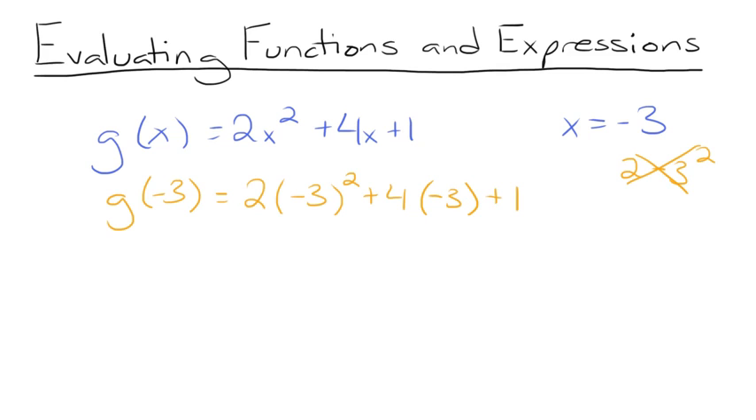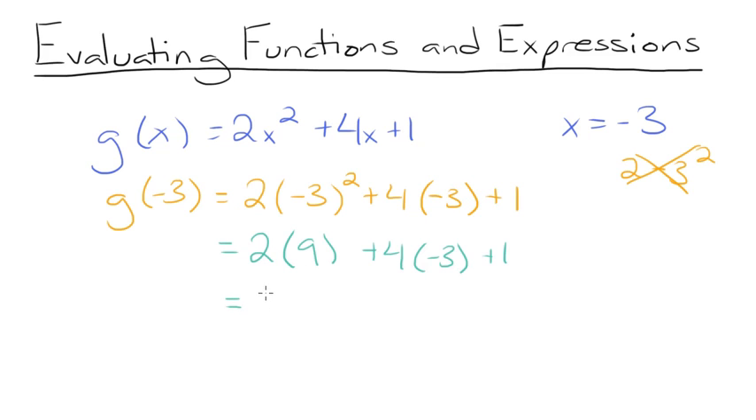So now that we've properly plugged in our values for x, let's simplify the expression by following the order of operations. So first we're going to simplify the exponents. So we have 2 times (negative 3) squared, which is 9, plus 4 times negative 3 plus 1. Now we're going to multiply.